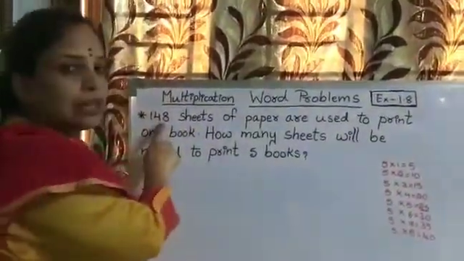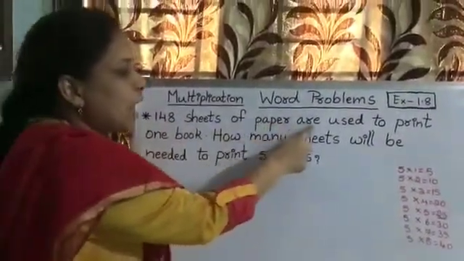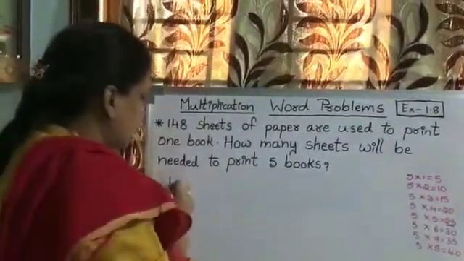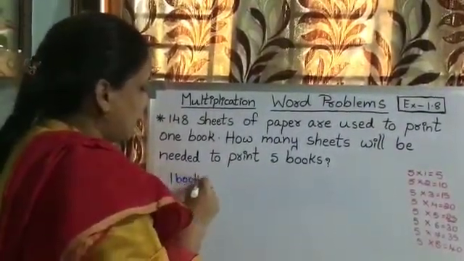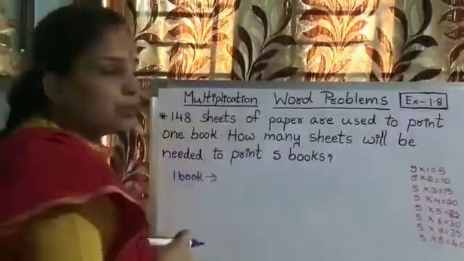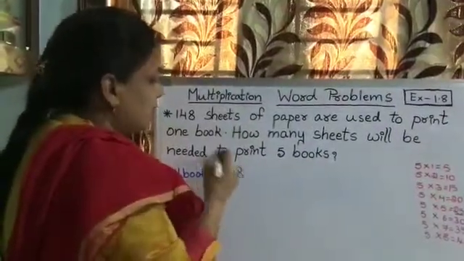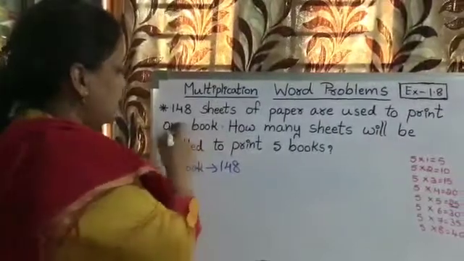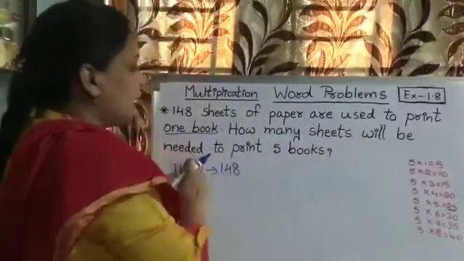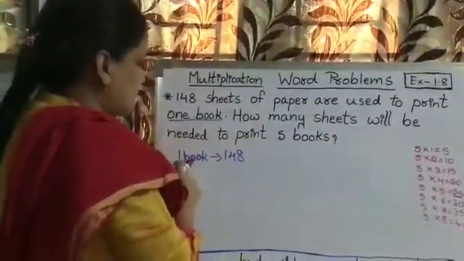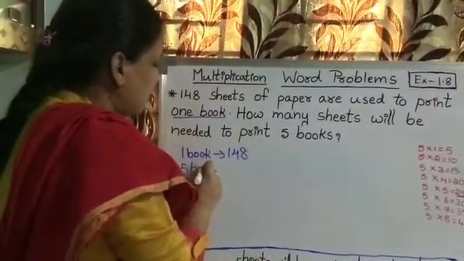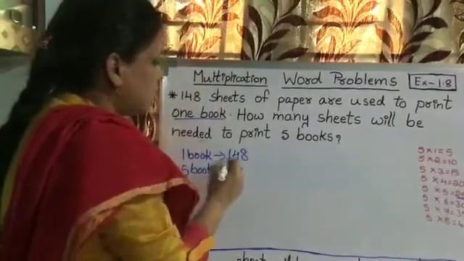Now here in this question, 148 sheets of paper are used to print 1 book. So here they gave the information for 1 book. For 1 book, how many sheets are used? 148 sheets of paper. So underline this 1 book, children. Now how many sheets will be needed to print 5 books? They gave the information for 1 book and they are asking us to calculate how many sheets are required for 5 books.